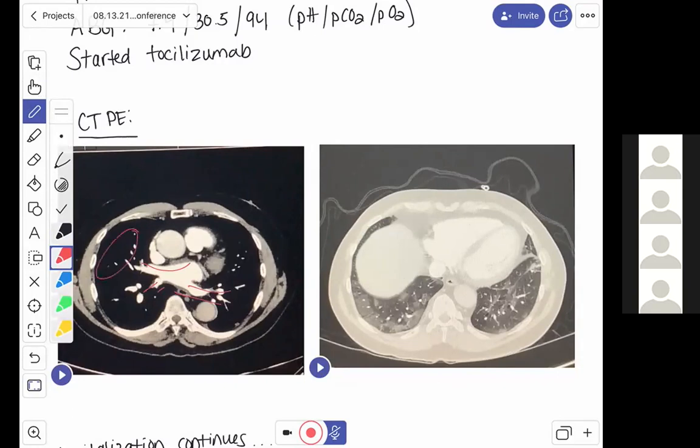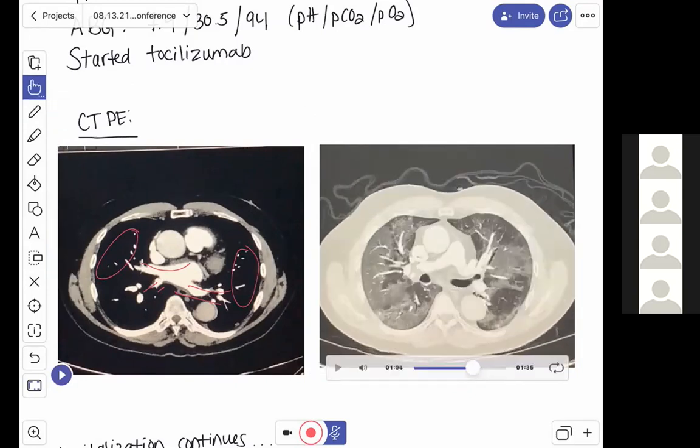Yep, and you can see filling all the way out to the periphery, so it's unlikely that he has a big PE. And then what's going on in this lung window? Let's bring you up here. Yeah, so multifocal ground glass opacity is consistent with his known COVID ARDS. Okay. Questions on this?